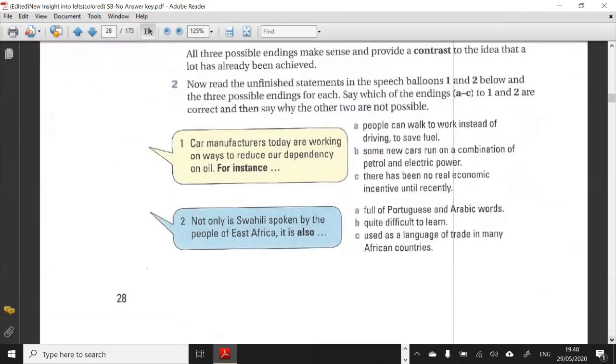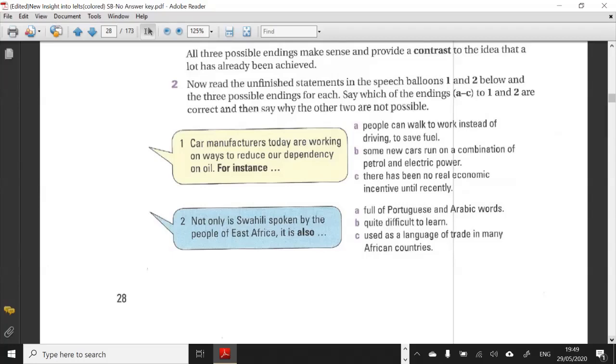I think so. It's B. Okay, so say question 1: car manufacturers today are working on ways to reduce our dependency on oil. For instance, some new cars run on a combination of petrol and electric power. That's right. For instance means for example.